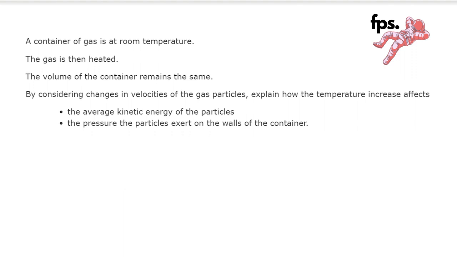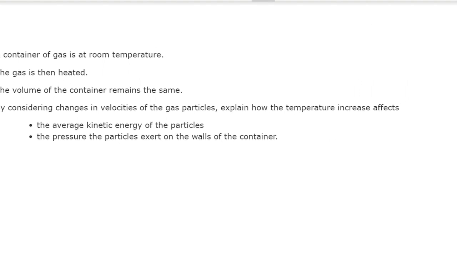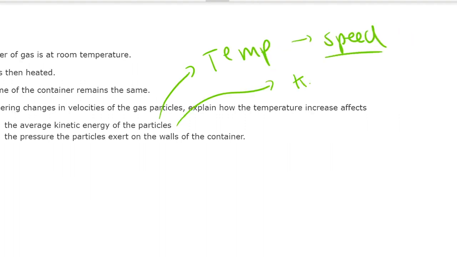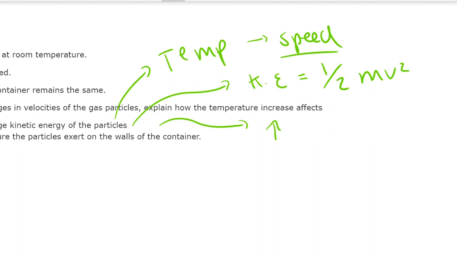Let's first write down all the key points we're going to make about both of the bullet points above. Firstly, we might note that the temperature of the gas particles affects their speed. Then we're going to link that to the average kinetic energy of the particles, half mv squared. Then finally, you make the link that the higher the speed, the higher the kinetic energy of the particles.